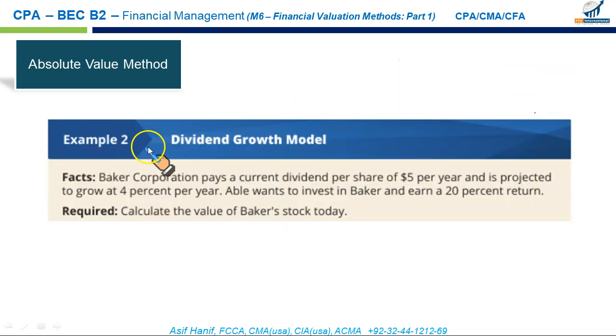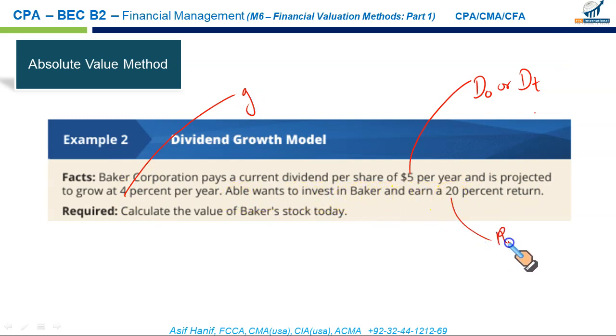Now this is in continuation to the previous example. The name is the same, but this time we need to use the dividend growth model. Baker Corporation pays a current dividend per share of $5. Remember, this is the current dividend paid right now. You can label it as D0, or as per your formula, it is Dt. It is projected to grow at a 4% rate, that is the growth rate. Able wants to invest in Baker and earn a 20% rate of return. This is the desired rate of return. Calculate the value of the Baker stock today.